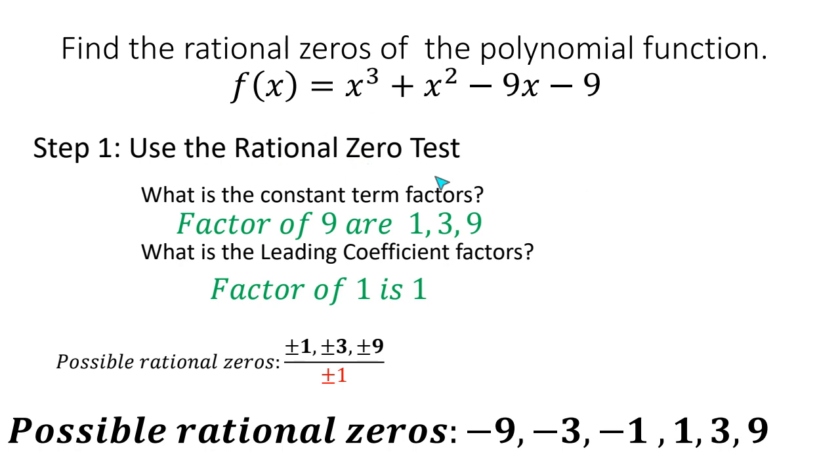To use the rational zero test, we take the factors of the constant term. In this case, our constant is 9, so those factors are 1, 3, and 9. Then for the leading coefficient, we take the factors of 1, which is just 1. The possible rational zeros are found by dividing the constant term factors by the leading coefficient factors. So I'm going to have 1, 3, and 9.